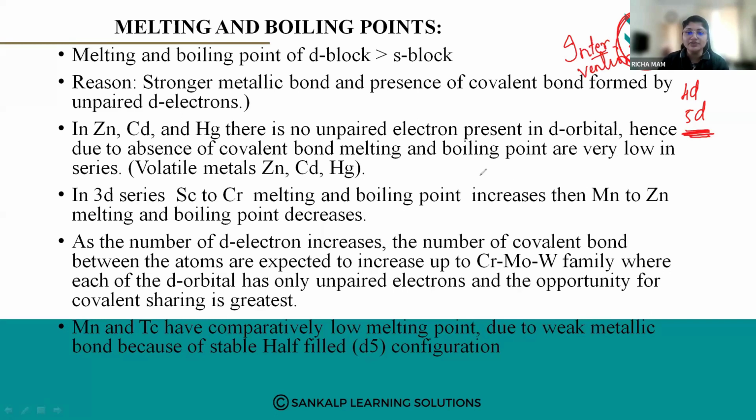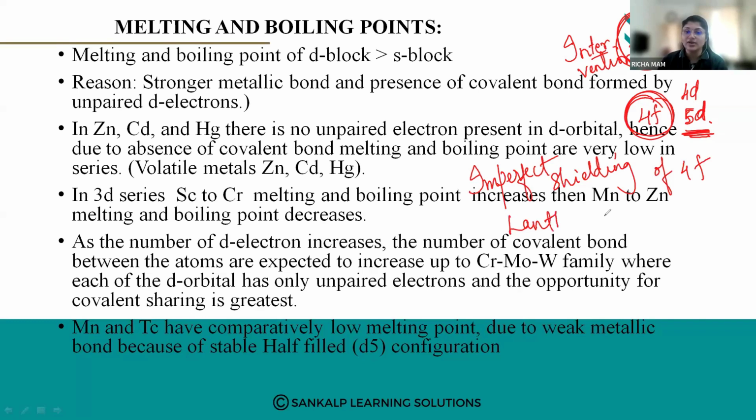So because of the imperfect shielding, there is something called imperfect shielding of 4f electrons, because before entering the 5D series, the electrons are to be filled in the 4f orbitals. So because of the intervention of 4f orbitals, there is a decrease in atomic radius. Because of the imperfect shielding of 4f electrons by one another, this causes something called lanthanide contraction. Okay, this is called lanthanide contraction.